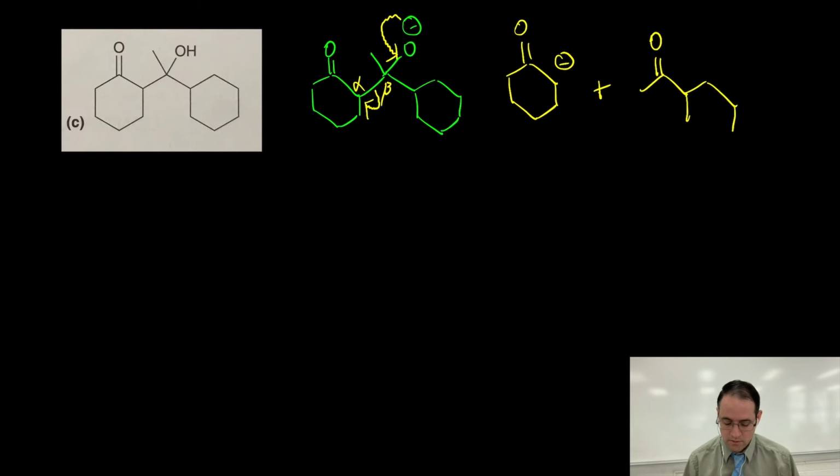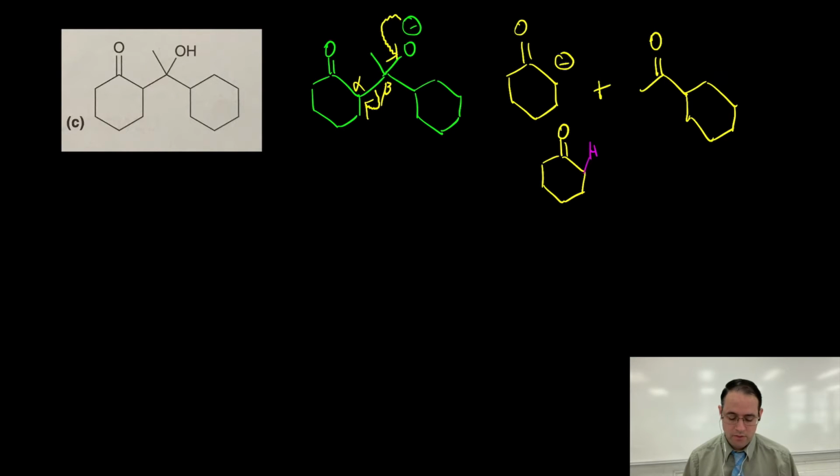In part C, we again want to use the WTF analysis. So we're going to write out the alkoxide. We're going to think about this. Let's label the alpha carbons and the beta carbons, and then we want to fragment the alkoxide. So create a carbonyl, and then move the electrons to the alpha carbon. And what we will get is the enolate of cyclohexanone, and we will get a ketone that looks like that. So cyclohexanone, of course, is a neutral molecule. It looks like this.